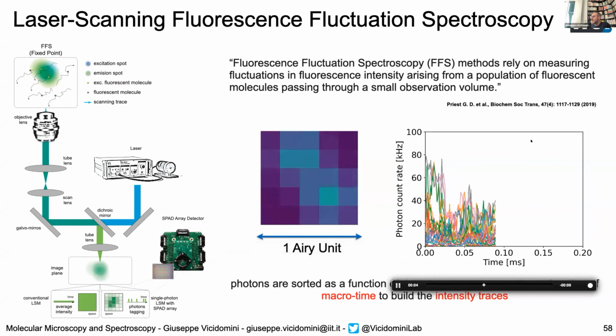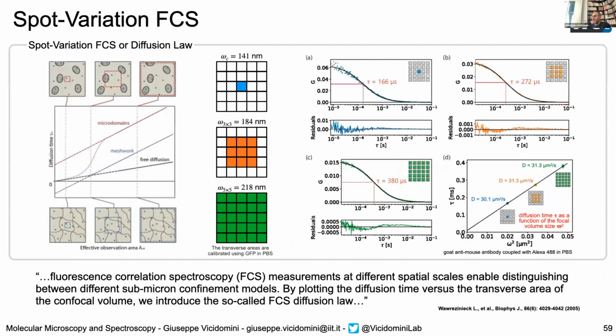Given this multidimensional data set, these 25 intensity traces, we can start to analyze using the most conventional correlation technique. I just want to show you one example in which we use this new data set to implement spot variation FCS. Spot variation FCS simply consists in measuring the transit time, or more in general, the diffusion of a molecule at different detection volumes.